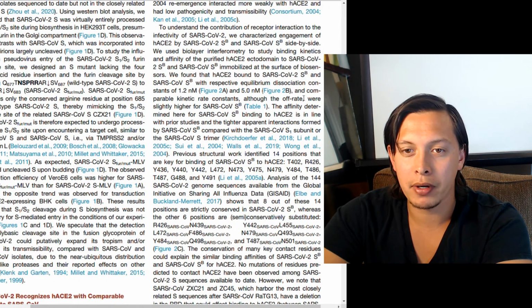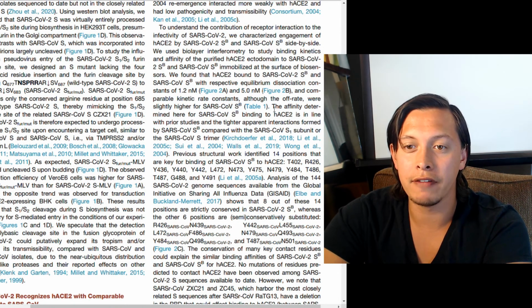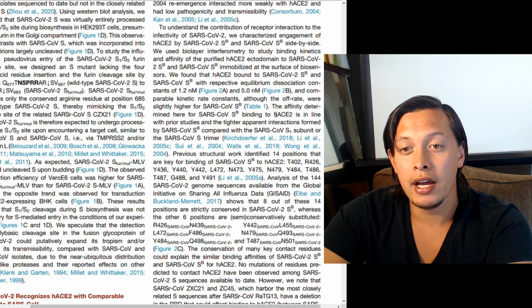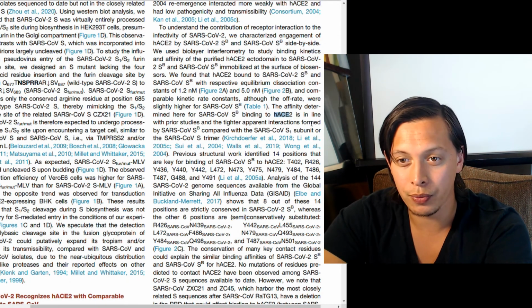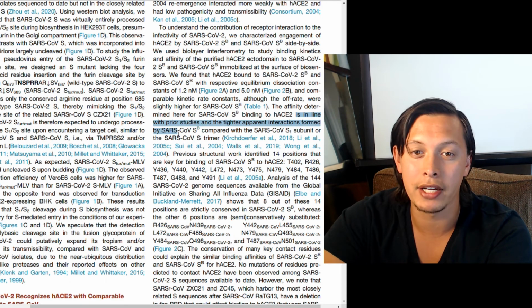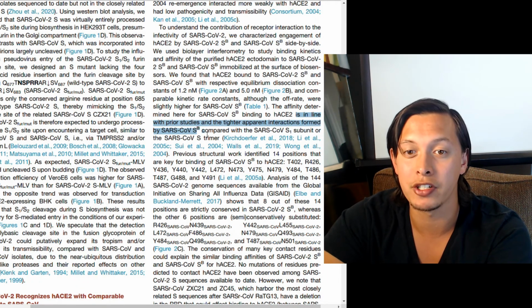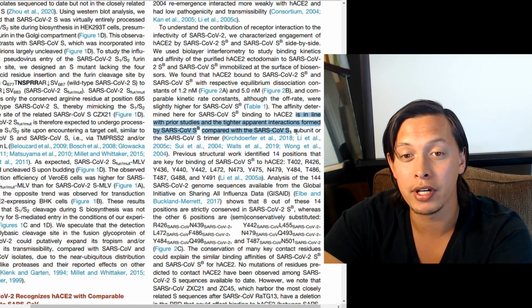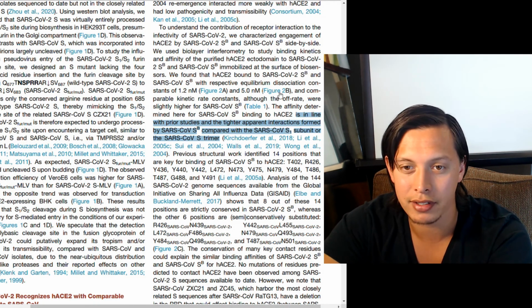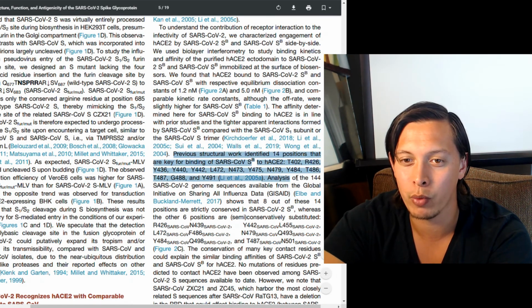Okay, the affinity determined here for SARS coronavirus spike binding to the human ACE2 is in line with prior studies, and the tighter apparent interactions formed by the original SARS-CoV binding domain, compared with the subunits, so the whole units. So it's in line. They're saying that they are reproducible.